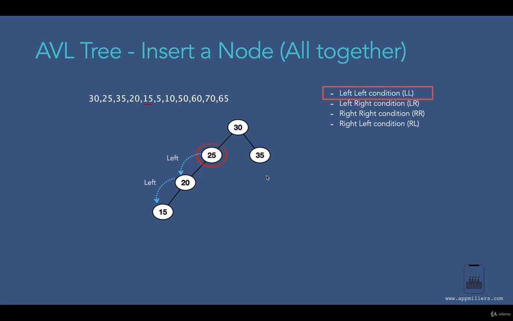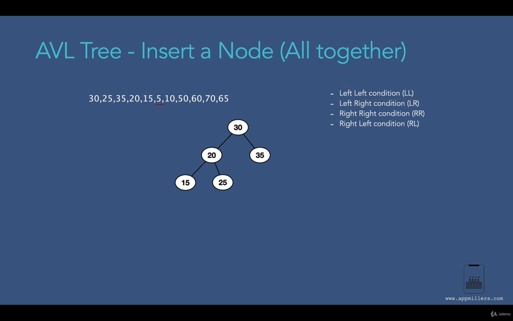Now we know that in case of left-left condition, we are doing right rotation for this disbalanced node. Now in this case, this disbalanced node is 25, so this means that we are going to do right rotation for 25. Now if we do the right rotation for 25 in this case, our tree will become like this. 25 will come as a right child of its left child and everything will remain same. So in this case, if you check any node over here, you will see that this tree is balanced tree.